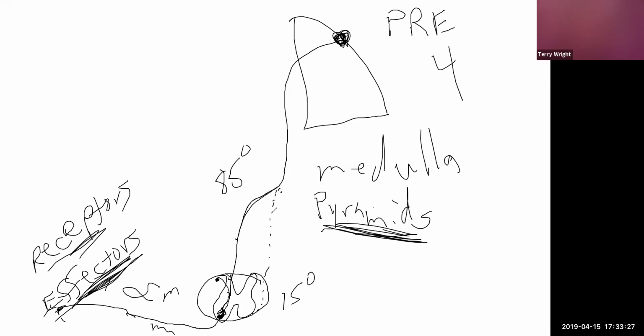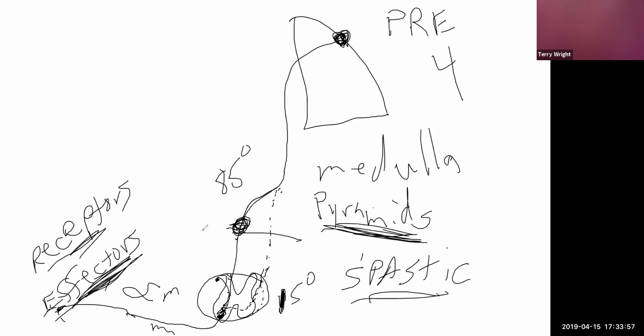But because of this 15%, this guy's going to come in and go to the same place and do that. If this guy's wiped out, this guy's still carrying 15%. Because of this 15%, you're going to have a spastic paralysis. Why? Because 15% is enough to give you a little bit of something, but not enough to have strength. All right. If it was completely cut, if I cut the cord, you're totally paralyzed. Neither one of these guys is going to get where it's going. Okay.